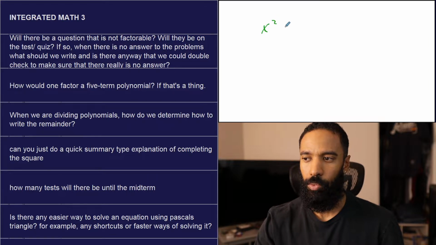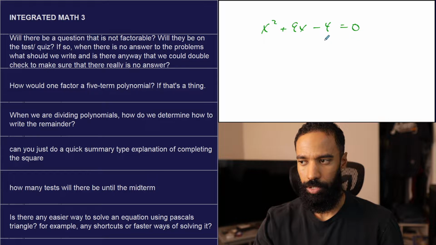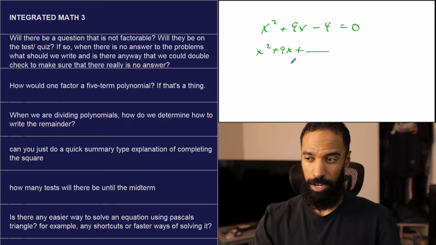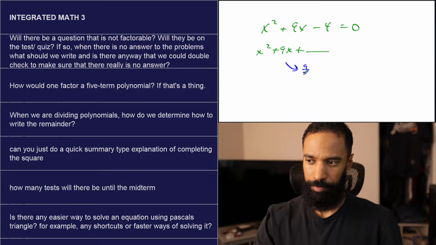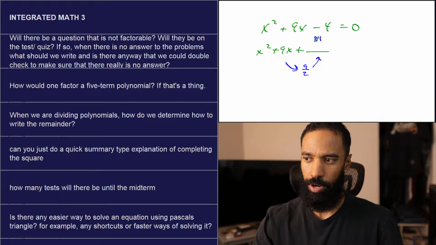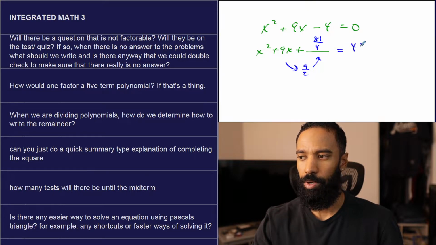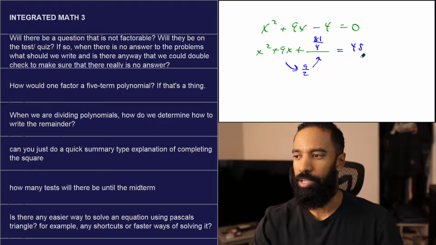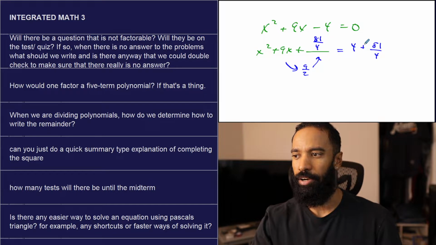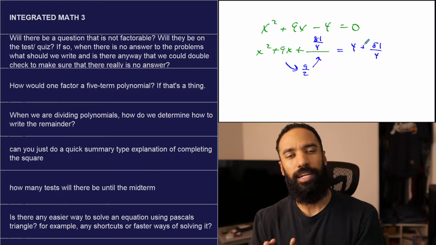So if I had x squared plus 9x minus 4 equals 0, and I add the 4 over, x squared plus 9x plus blank, 9 divided by 2 is 9 halves. And 9 halves squared is 81 over 4. Well, the problem is now you've got to work with a fraction, and do 4 plus 81 over 4 right here. You know, and then you've got to get a common denominator and then take square root and such. And it's just not as fun to deal with.